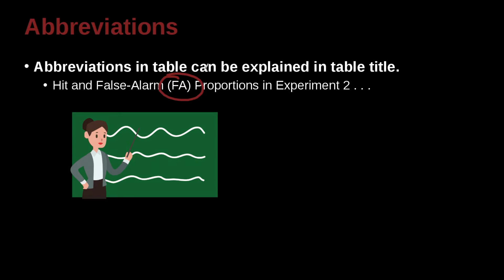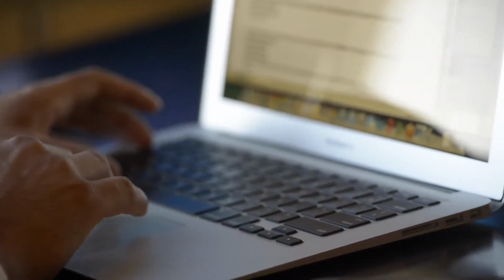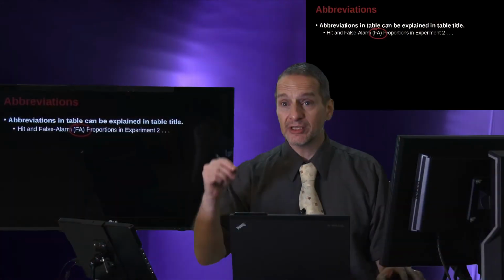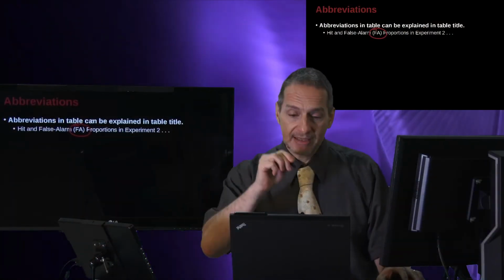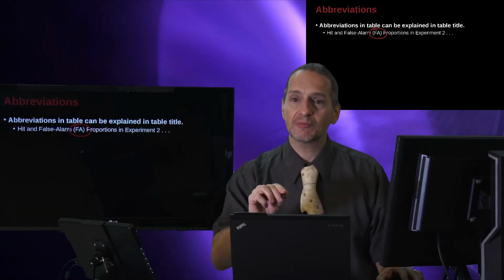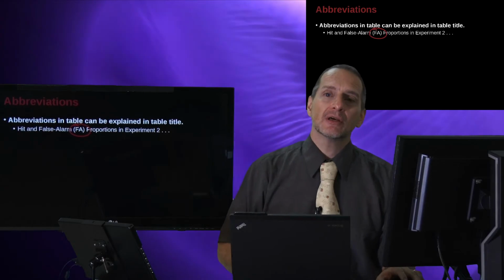Now we could do it in a note. Why would we not put this inside of a note at the bottom? That's perfectly acceptable. In fact, inside the table we could have FA and then put a little asterisk, and then down in the note we could say, what does asterisk mean? That means FA, false alarm. Why don't we do that?